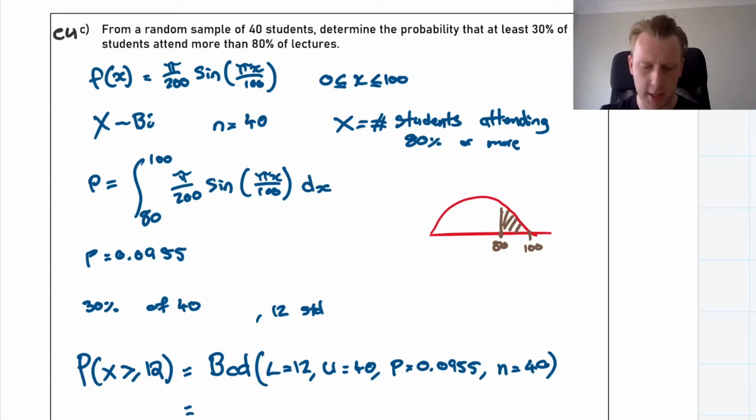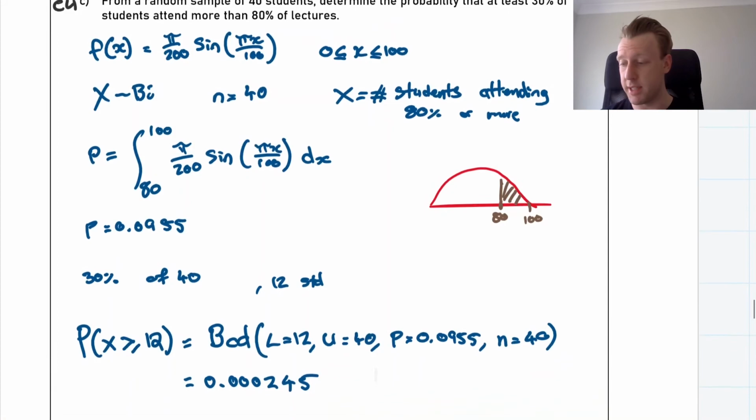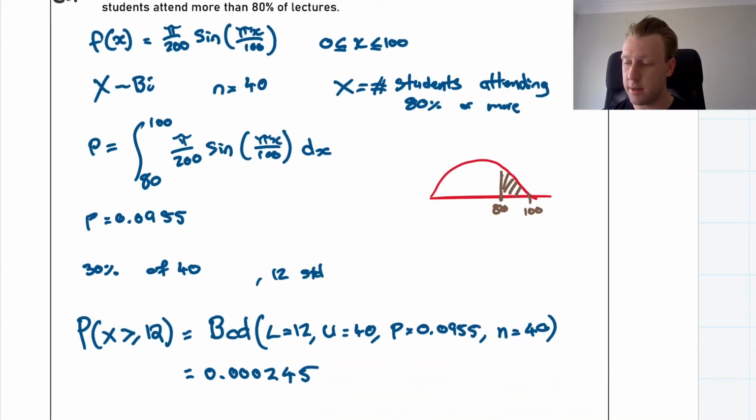You put this into your calculator, BCD, low is 12, up is 40, 40 trials, 0.0955, and you're going to get the probability 0.000245, which is not a lot. Those are pretty slim chances.